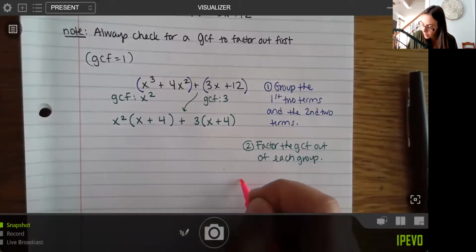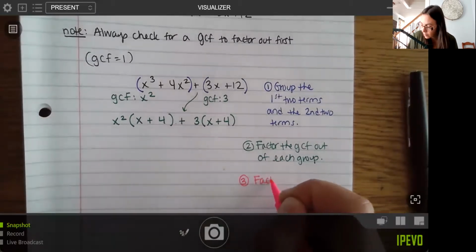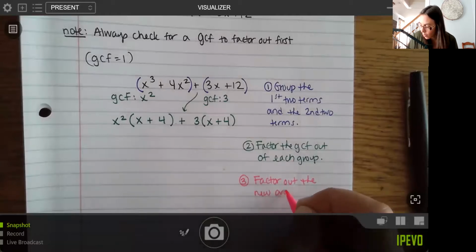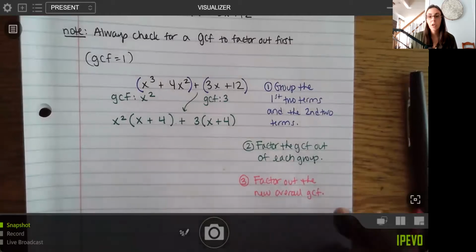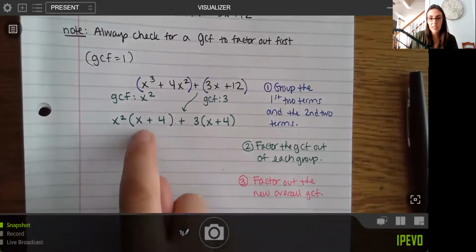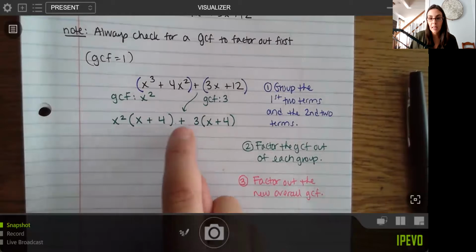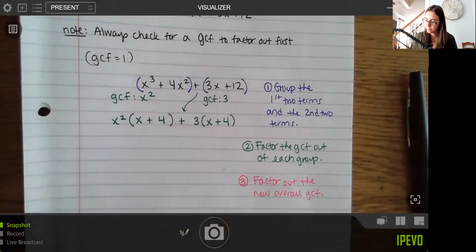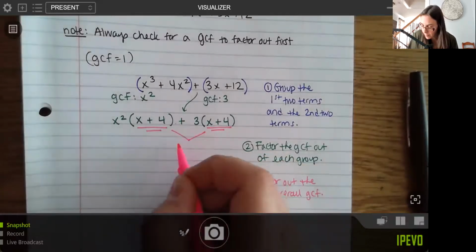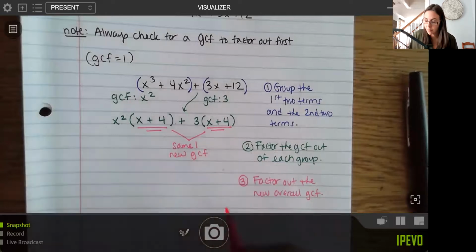Okay. Your third step here is to factor out the new overall GCF. If this technique is working, and it works very well for polynomials in 4 terms, but it doesn't work for every polynomial in 4 terms, but if it's working, you're going to see a GCF appear in each term. The same factor. So notice here, these are the same. This is your new GCF.